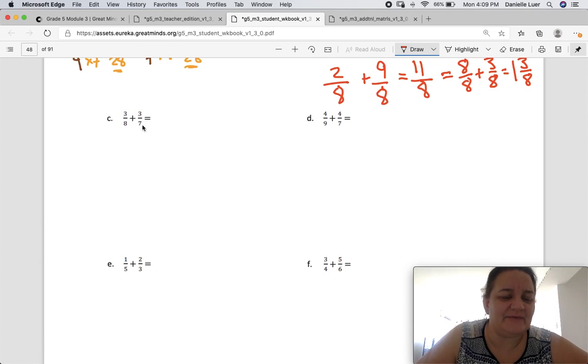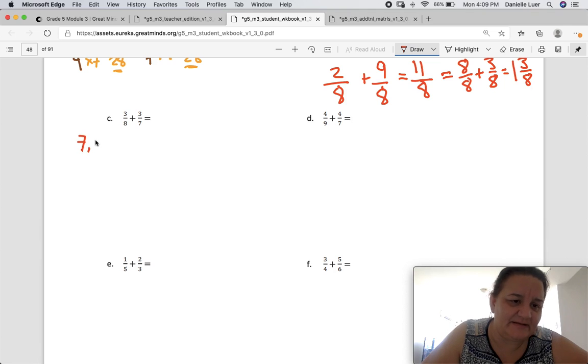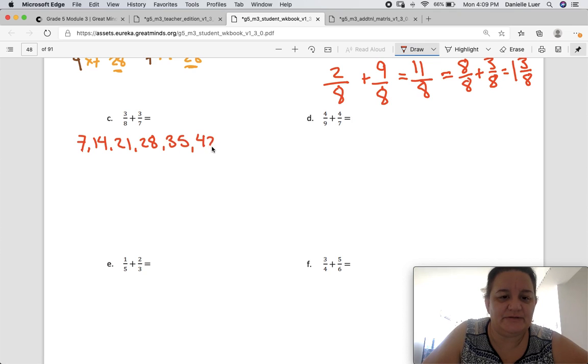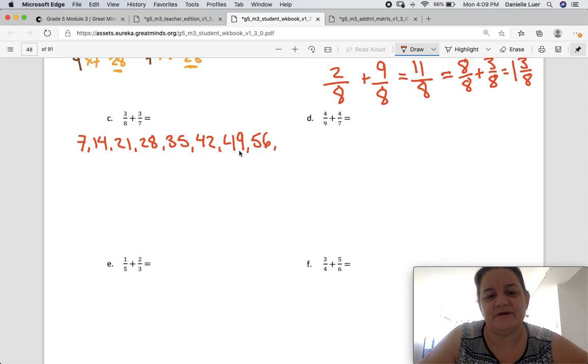3/8 and 3/7. So I want to find a common denominator here. I'm going to skip count by sevens. 7, 14, 21, 28, 35. What comes next? 42, 49. This is why your math facts are so important. 56. Next would be 63. Okay, and I can keep going.